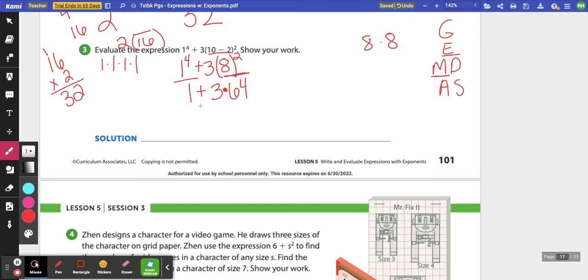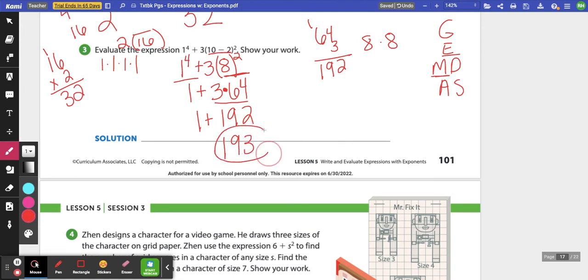Do I have any grouping? No. Do I have any exponents? No. Do I have multiplication or division? Yes, I do. I've got to do 64 times 3, 192. The only thing left to do is add that, 193.